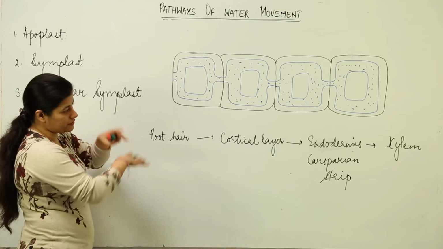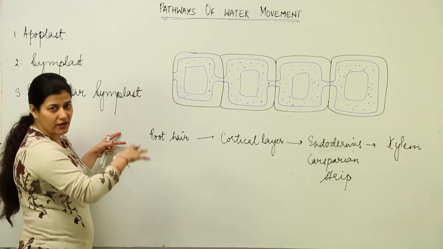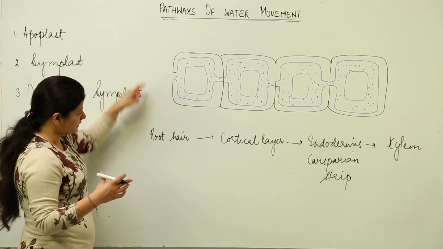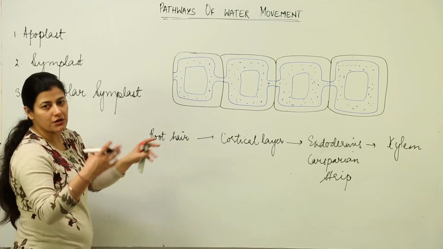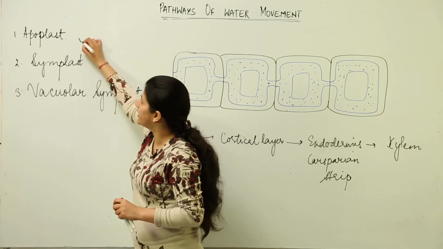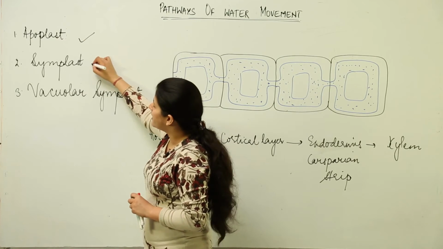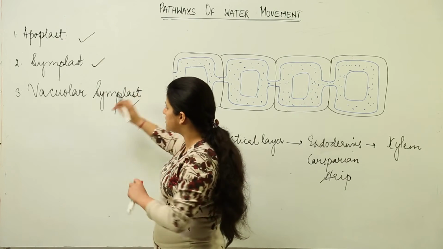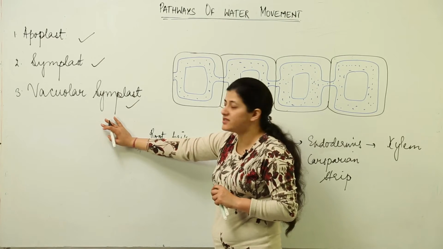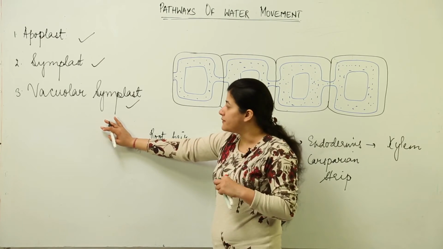Now, if you cannot relate with it, do watch the lesson where we have discussed the anatomy of root. Now, in the passage that water would take, there are 3 possibilities that can occur. The first one is the apoplast pathway that water can take. Then there is symplast, and the last one is a type of symplast only, which involves the vacuoles of the individual cells, which would be involved for absorption.